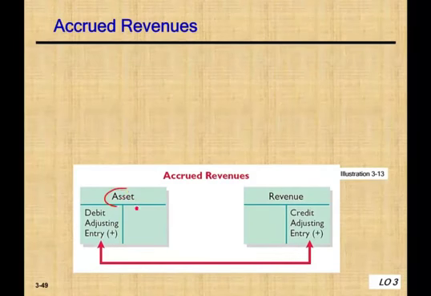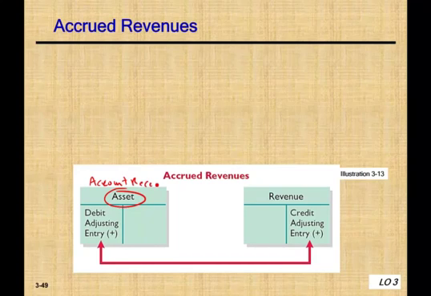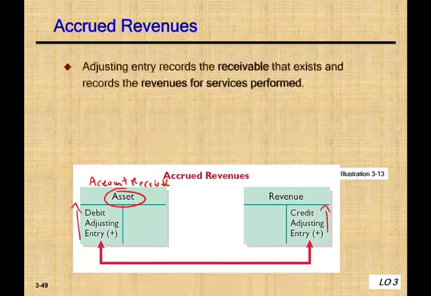Okay. So the journal entry to record accrued revenues is the following. I just showed you. You debit an asset, and that asset is called account receivable, and you credit revenue. So asset goes up, revenue goes up. Account receivable goes up, revenue goes up. This is the entry for accrued revenue.